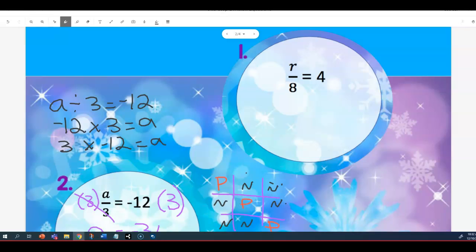Okay, so I really like that, I think most of you got it pretty easily. So tell me what I need to write here. 8 times 4. So we're going to multiply by 8 on both sides, right? What should I do next?